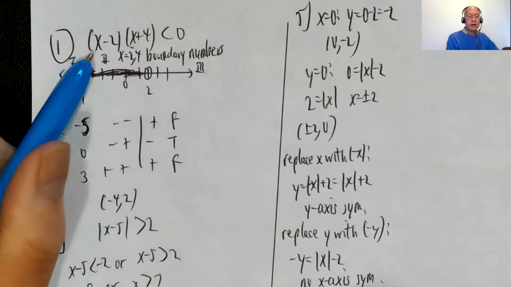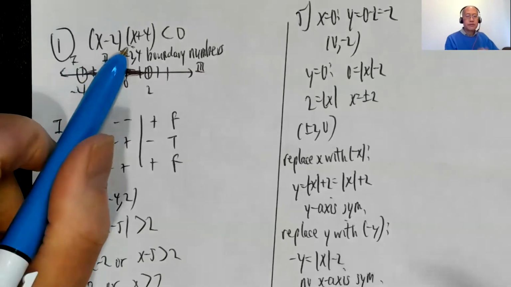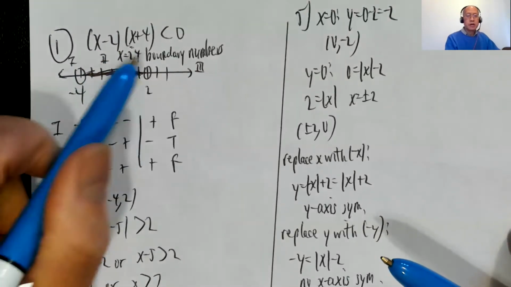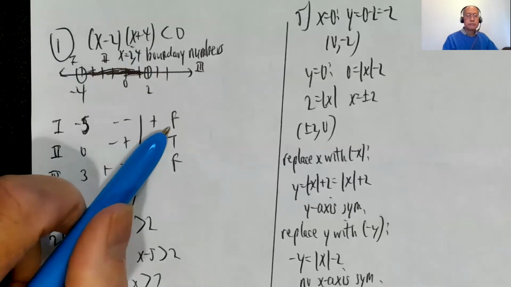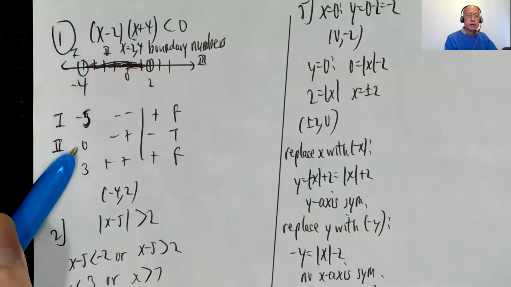Plug in -5. -5 minus 2 is a negative. -5 plus 4 is a negative. Negative times a negative is positive. Positive less than 0, that's false. Don't shade that in.